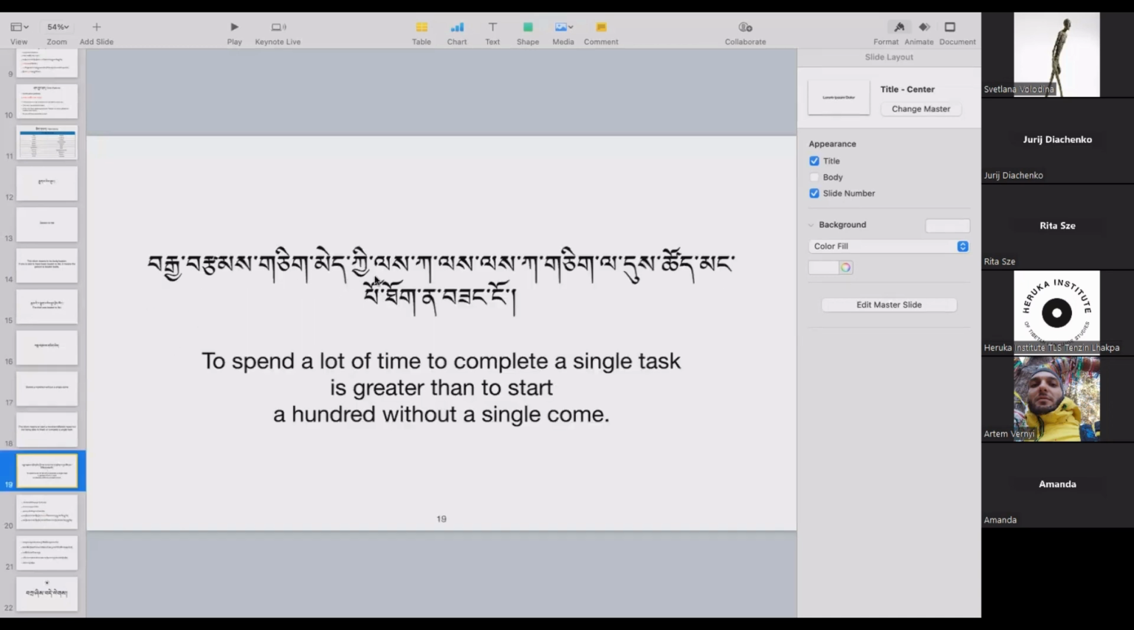Okay. Gyatsam chikme ki leka le. Leka chigla tutsu mangbo tona sangwo. To spend a lot of time to complete a single task is greater than to start 100 without a single outcome. It's greater to invest and spend time in completing a single task than to start 100 things at a single time and not be able to finish a single one. So this is the idiom for today.